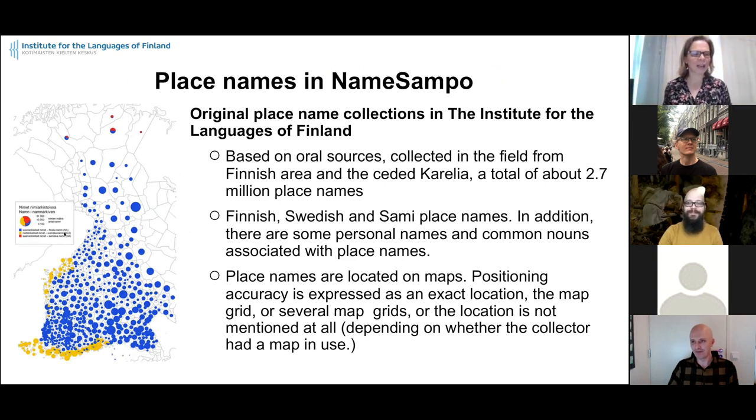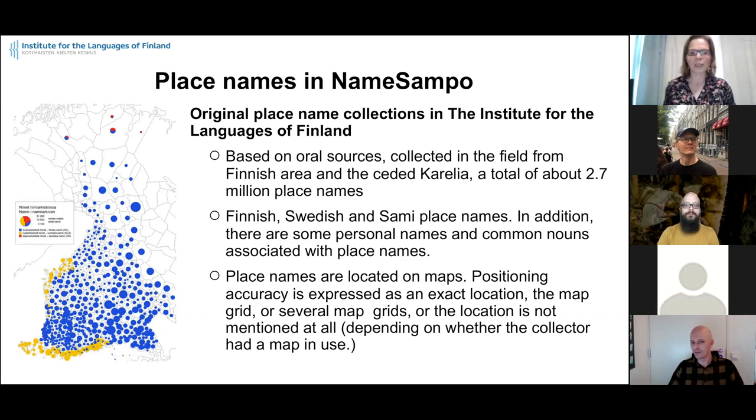I work at Name Materials in the Institute for the Languages of Finland. We have large place name collections. They are digitized to a database, which is also a part of Name Sampo. Original place name collections have been collected during the past 100 years, and they are based on oral sources.